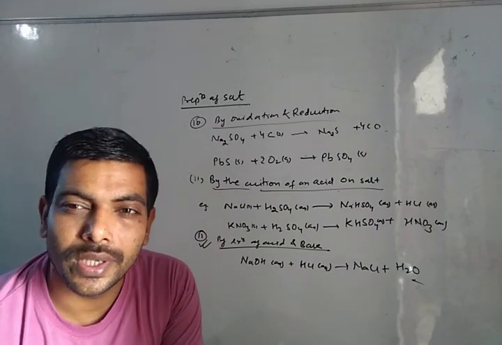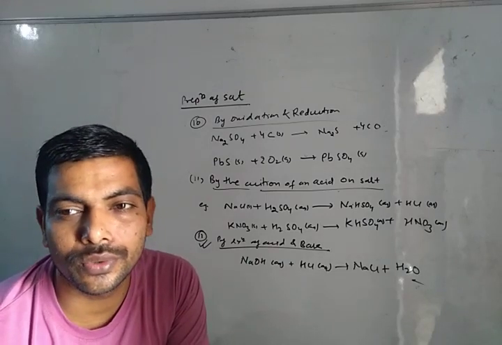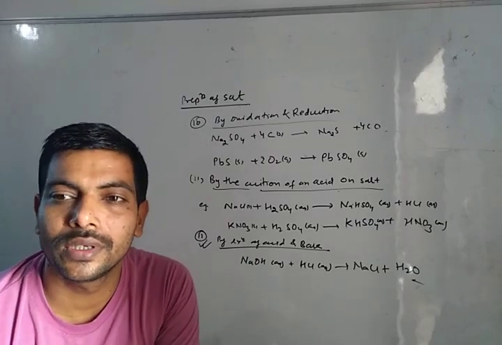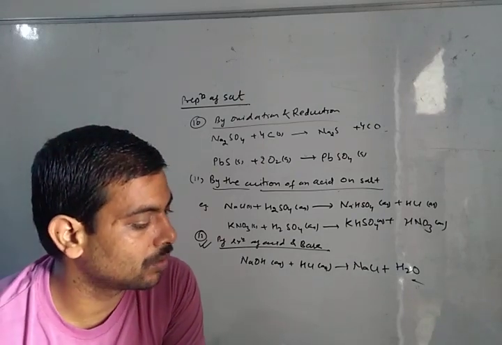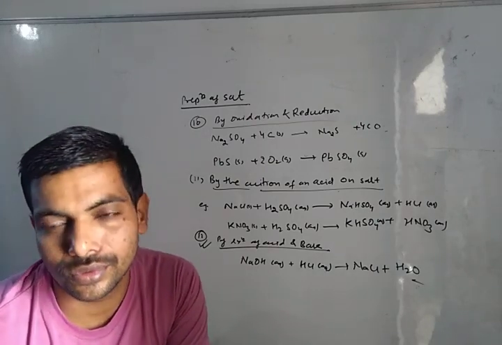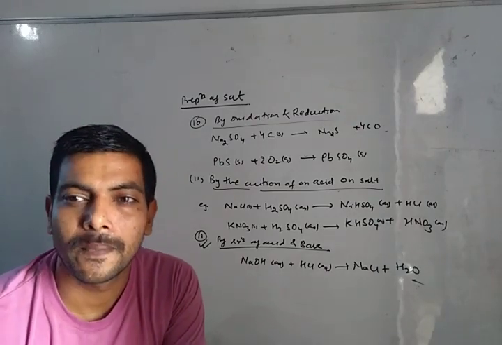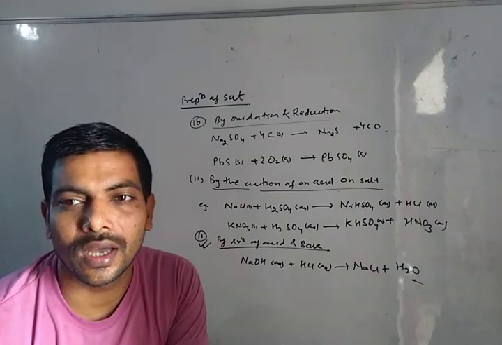Now in our next session, we are going to study some important compounds of salt, for example sodium chloride, sodium hydroxide, bleaching powder, washing soda, baking soda, potassium and so on. So we'll do that in our next video.